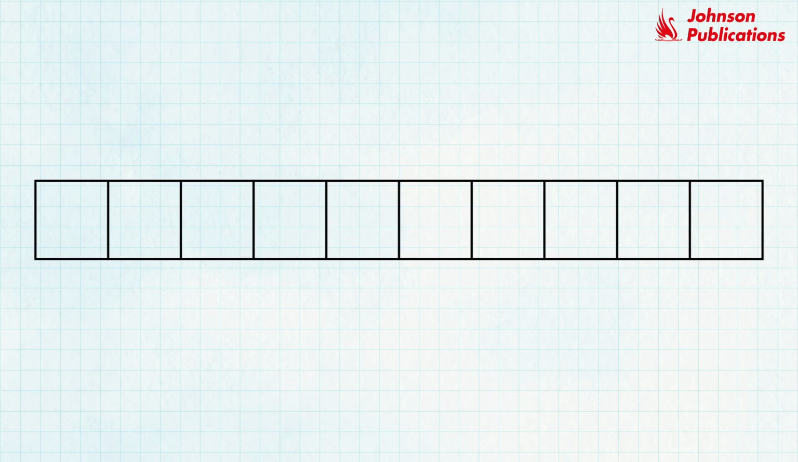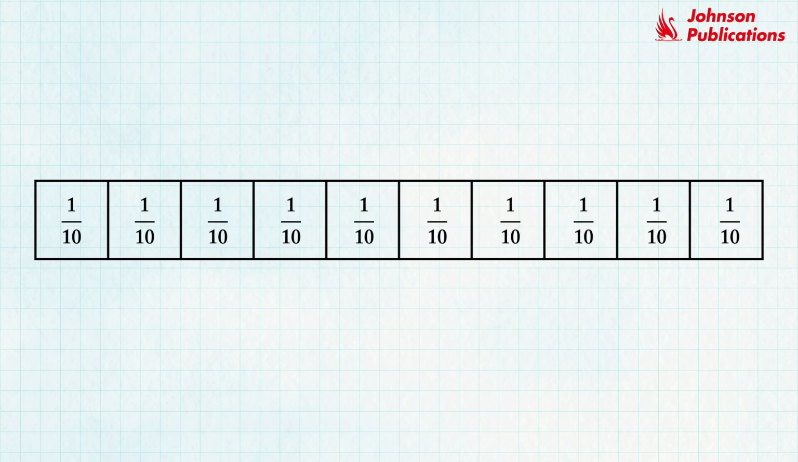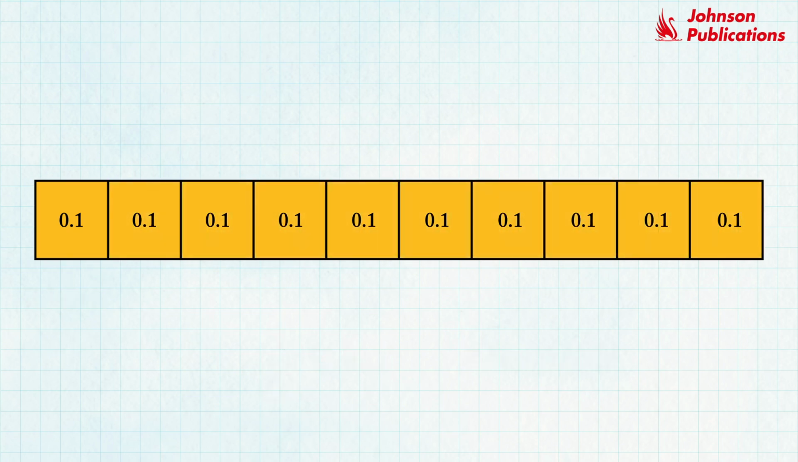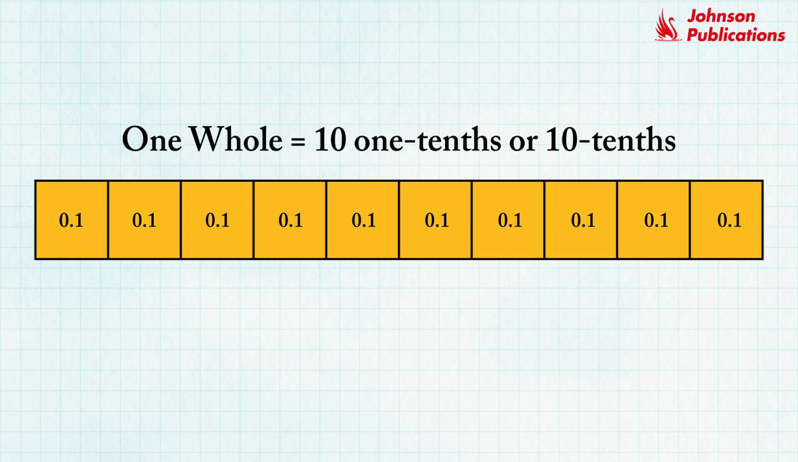Tenths. The rectangle is divided into 10 equal parts. Each part is 1/10 of the rectangle. The shaded part is called the fractional or decimal part. In decimal, we read 1/10 as 0.1. In this decimal number, the whole number part is 0 and the decimal part is 0.1, which shows that it is less than 1 whole. If the whole rectangle is shaded, then it represents 1 whole, which is equal to 10 1/10ths or 10 tenths.